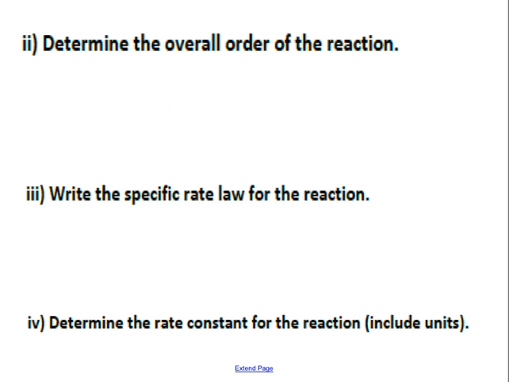I don't need the third page. Determine the overall order. Well, we've already kind of done this, right? 1 plus 2 plus 1/2. So our overall order is 3.5. Write the specific rate law.